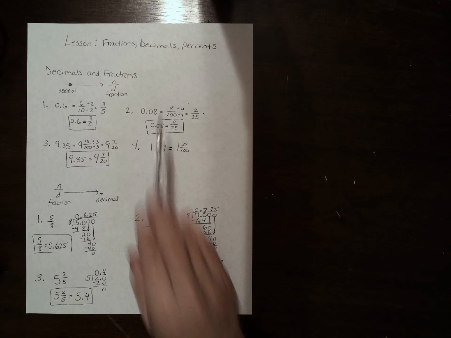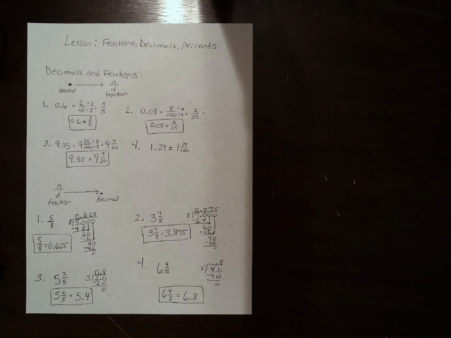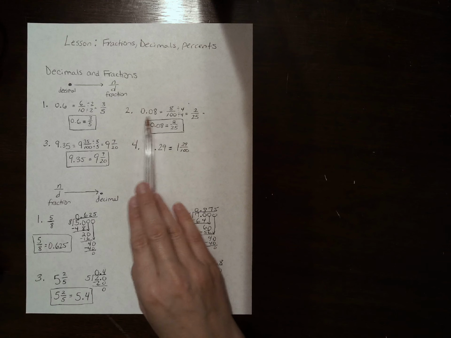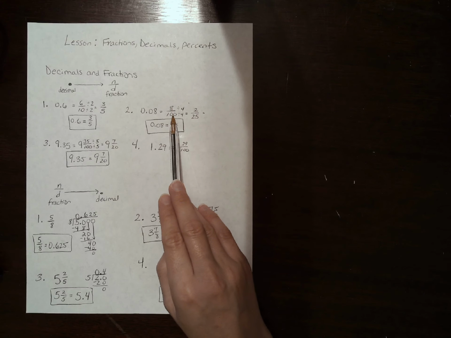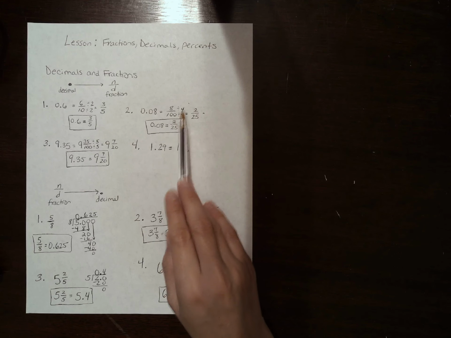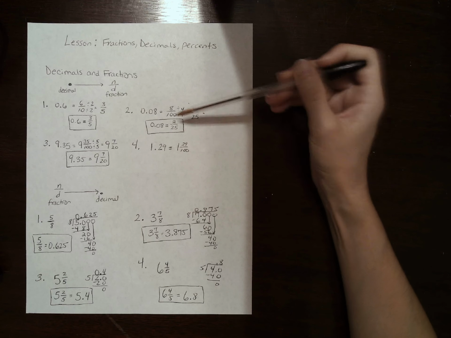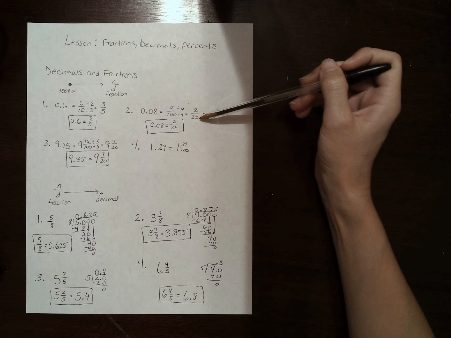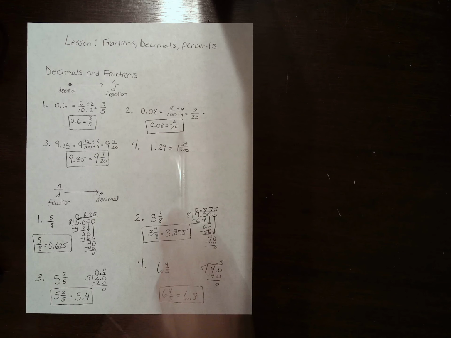Number 2, we have 800. So again, we are going to write the fraction the way we read that decimal. So 800, we are going to put 8 over 100. We are going to divide by 4, so 8 divided by 4 is 2. 100 divided by 4 is 25. So 800 as a decimal is equal to 2/25 as a fraction.